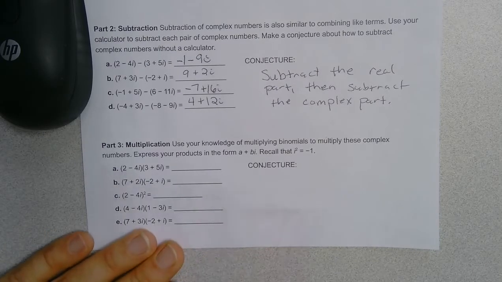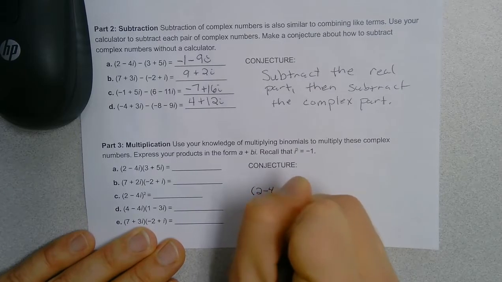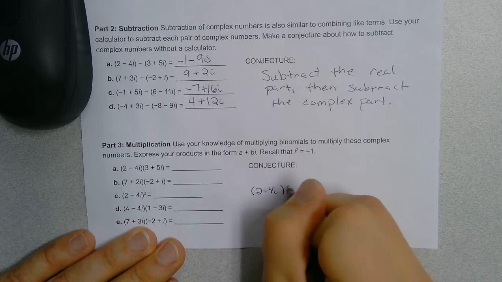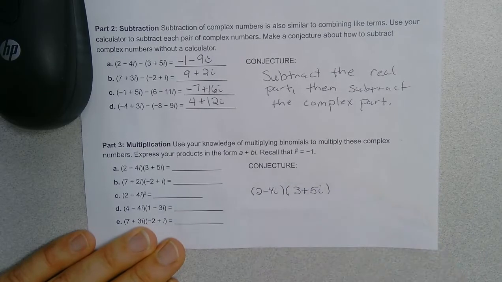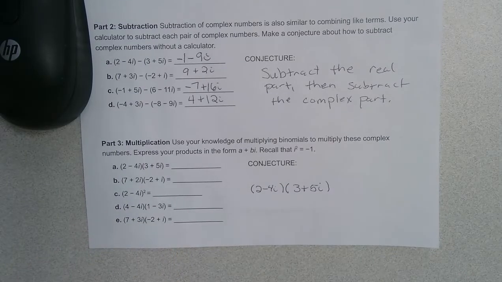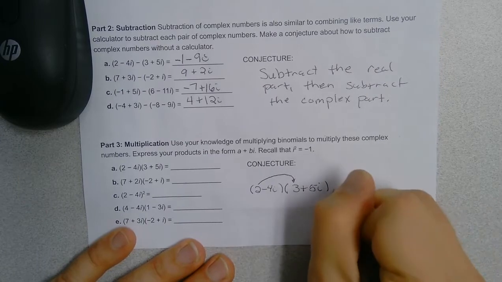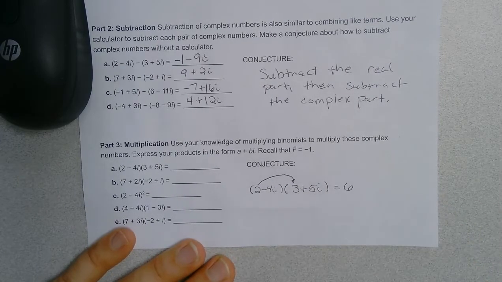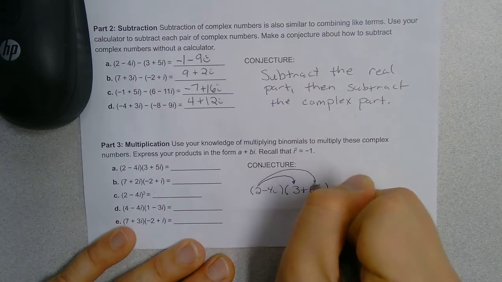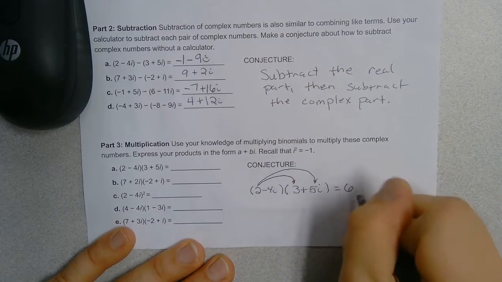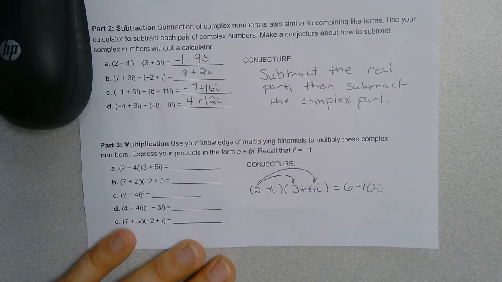So in looking at our first one, if I have 2 minus 4i times 3 plus 5i, I'm going to multiply this out using distribution. So I would multiply 2 times 3, which is 6. And then I would also multiply 2 times the 5i. And 2 times 5 is 10, and then we keep the i, so 10i.